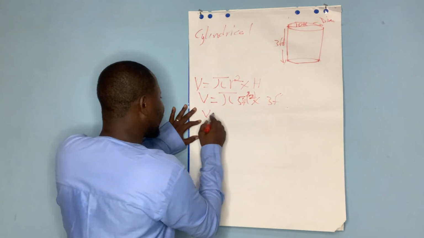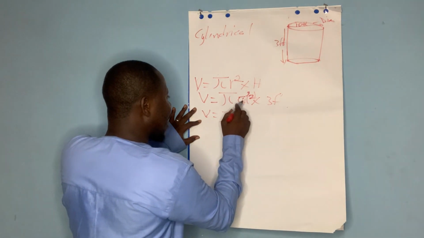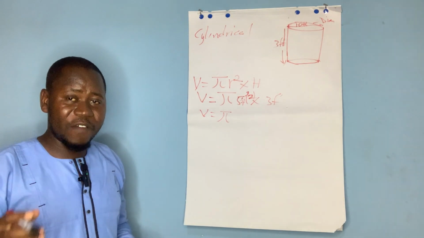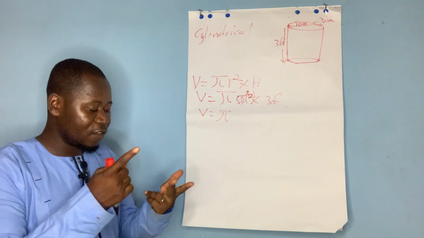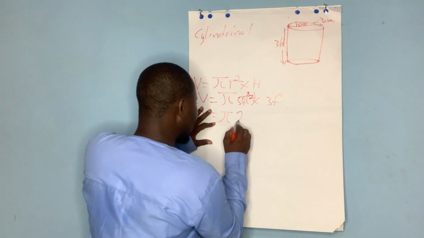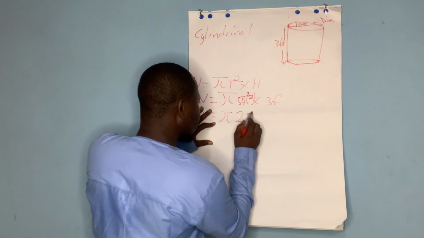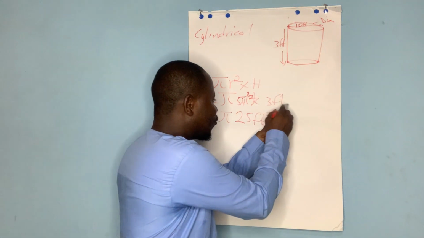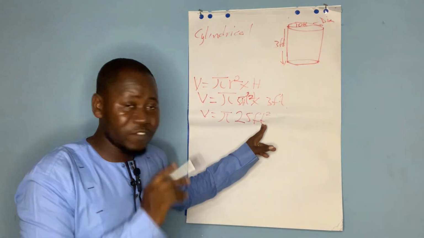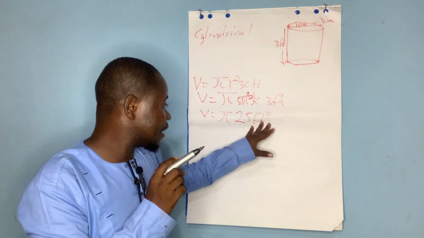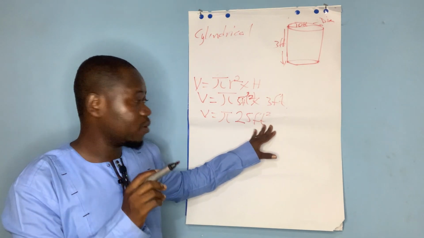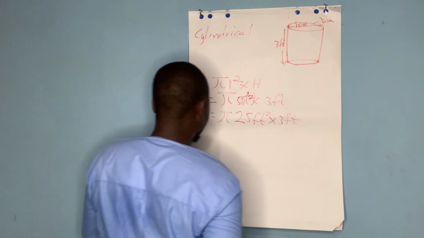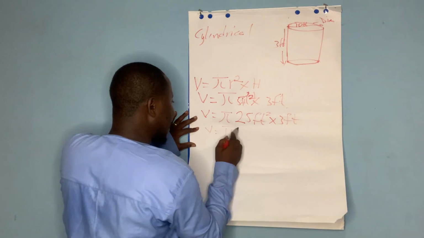So now we have our volume is equal to pi. Now 5 square means 5 times 5, right? 5 times 5, which is 25. 5, 10, 15, 20, 25. So we have 25 ft square. Now we still have this. We haven't added it, so it's still square foot, not cube, because we still haven't added this. Now times 3 ft. So now our volume is pi.